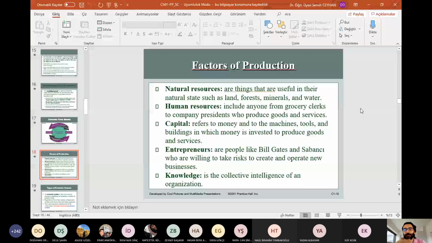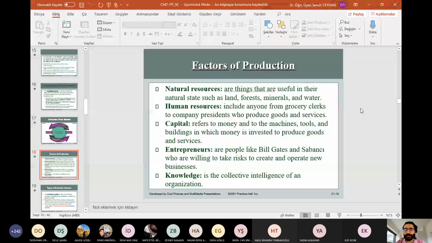Capital refers to money and machines and tools and buildings. We call them capital. Entrepreneurs are like Bill Gates and Ali Sabancı, who are willing to take risks and create new businesses. And knowledge. Knowledge is very important. Think about Elon Musk, who builds new companies based on new technology, new knowledge, right?